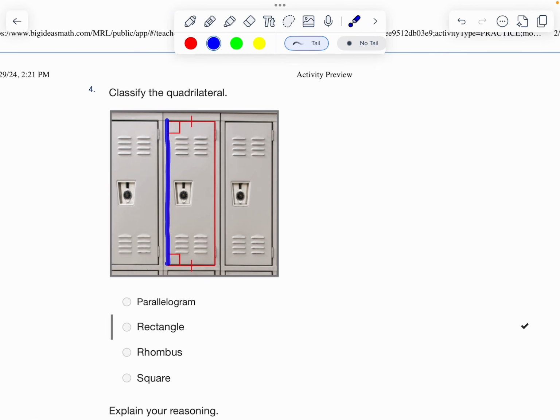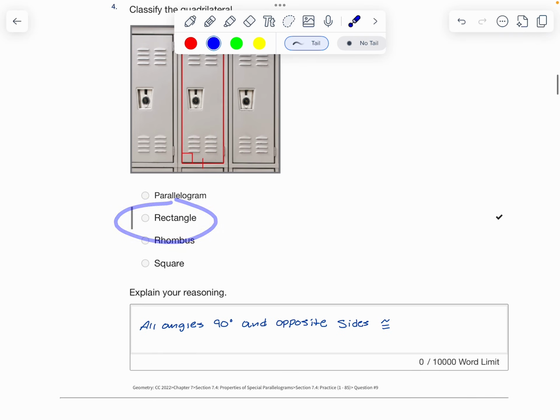That side is congruent to that side. I know that because we're dealing with a parallelogram. That side is congruent to that side. Because we're looking at a parallelogram, I know that these are 180 degrees, these are supplementary. What do I know about opposite angles? They are congruent, so those both have to be 90. Rectangle. All angles are 90 degrees, opposite sides are congruent.